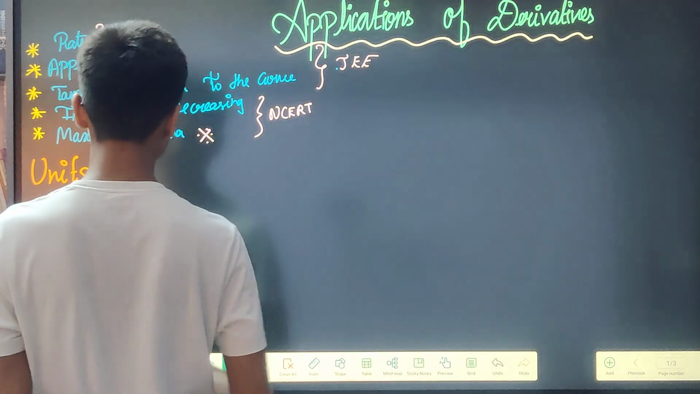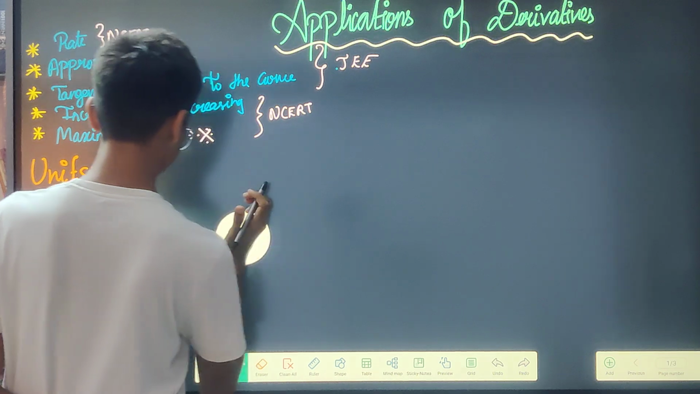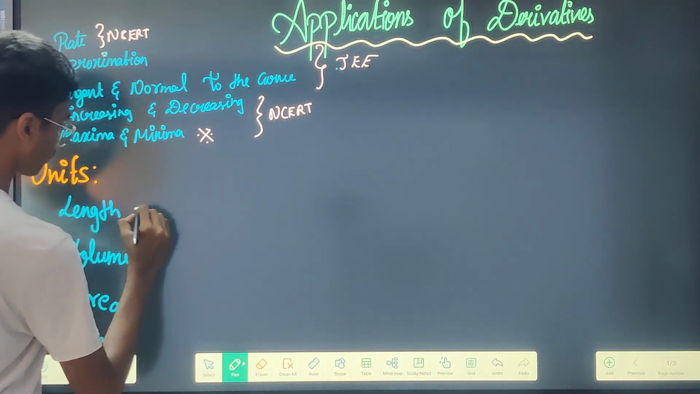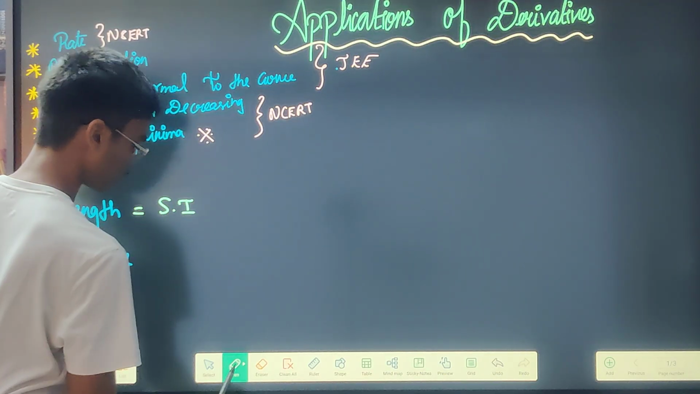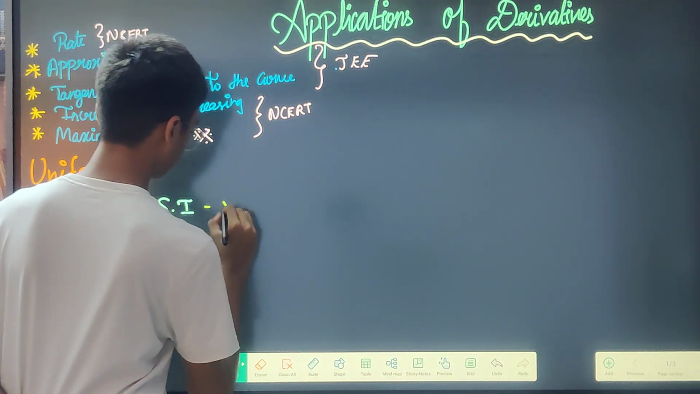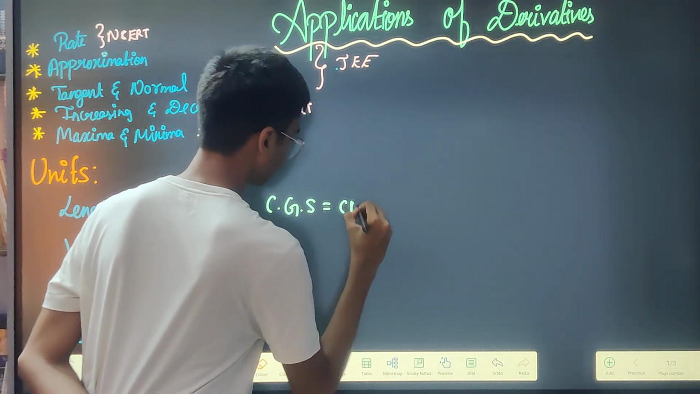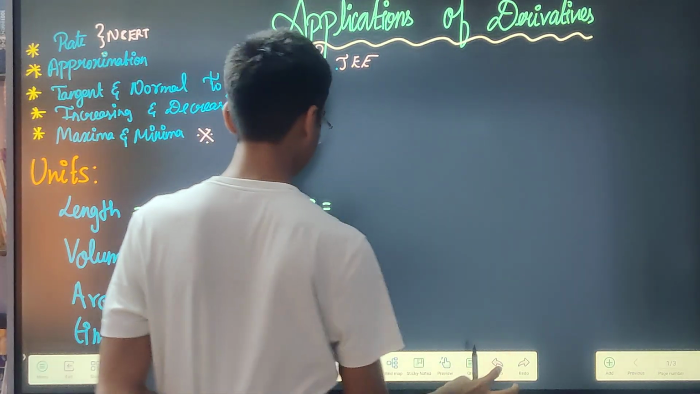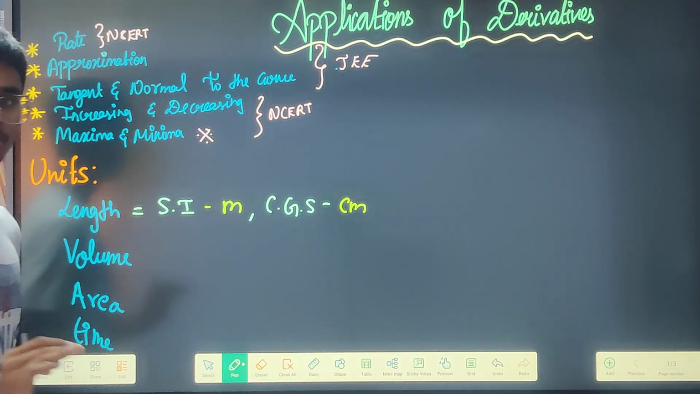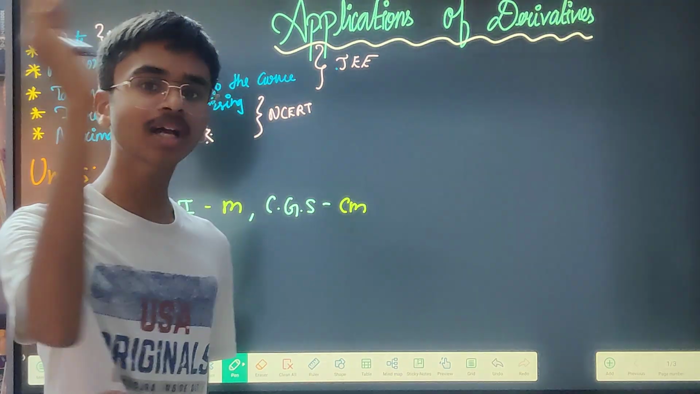Now, length. What is the SI unit of length? The SI unit is meter. Then the CGS unit is centimeter, and this is what is highly used in this sum I'm talking about. But in reality, kilometer is what we are using in India. Miles is what they are using in America and in Europe.